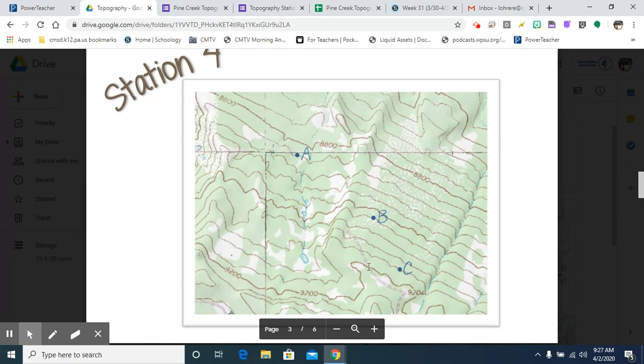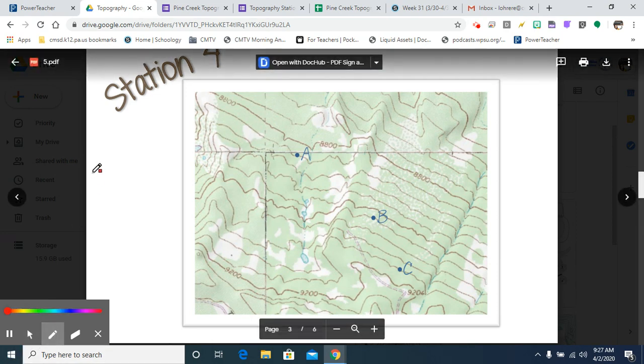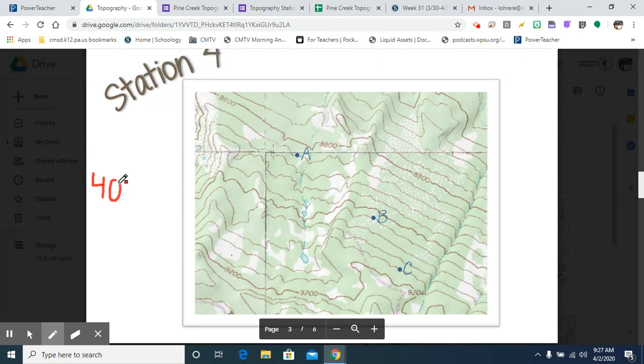This is the elevation for this index line, the 9,200. This is the elevation for this index line, 8,800. So we're going to take 9,200 minus 8,800. That is going to give us 400. Okay, so we're going to start with 400. That's the difference. And again, this is going to be in feet.